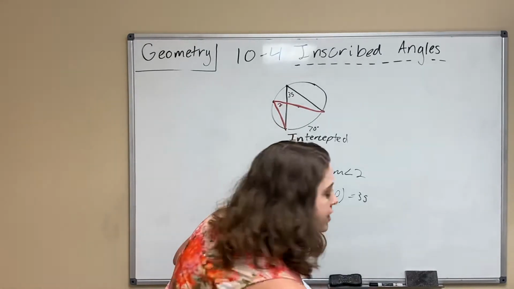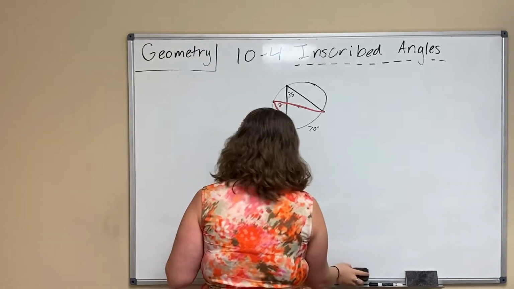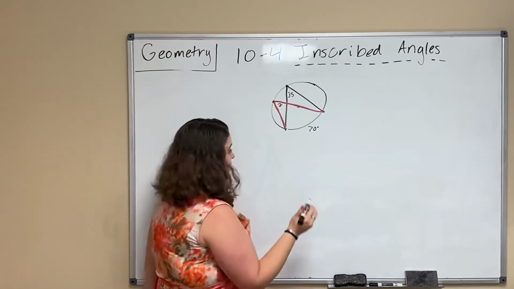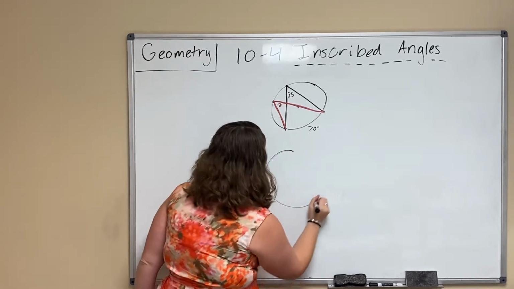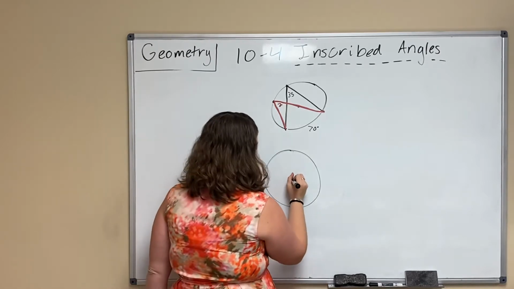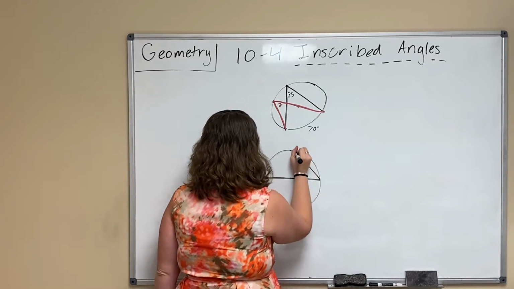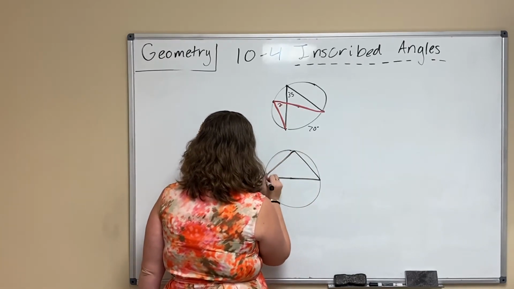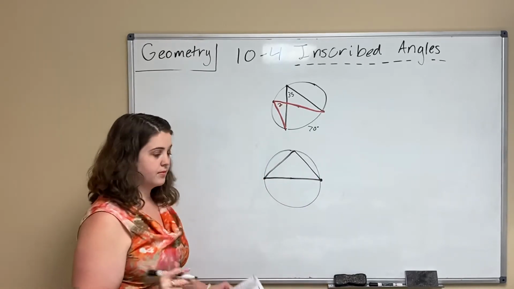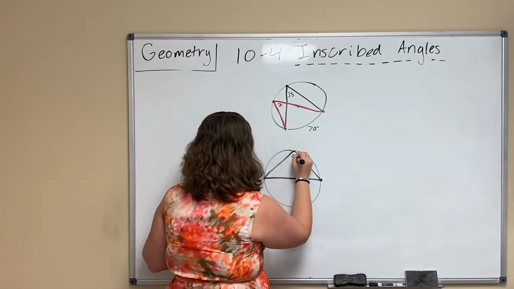One other thing that we can do with this information is, suppose you had a triangle inside a circle, and instead of just an inscribed angle, I have an inscribed triangle. If one side of that triangle is the diameter of the circle, that means that its opposite angle is 90 degrees.